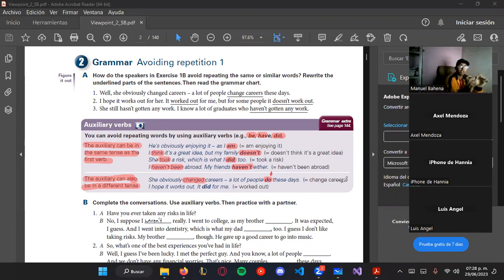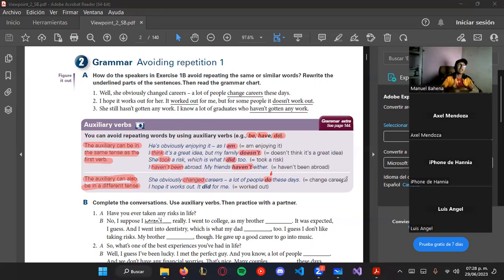But we have to make sure that it makes sense. For example, she obviously changed careers. Ella obviamente cambió de carrera. A lot of people do these days. Mucha gente lo hace hoy en día. ¿De acuerdo? Porque hace sentido. Why does this make sense? Because we're expressing something that first happened in the past, algo que primero sucedió en el pasado, algo que hizo ella, algo que hizo la chica, y posteriormente estamos diciendo algo que es de la actualidad.